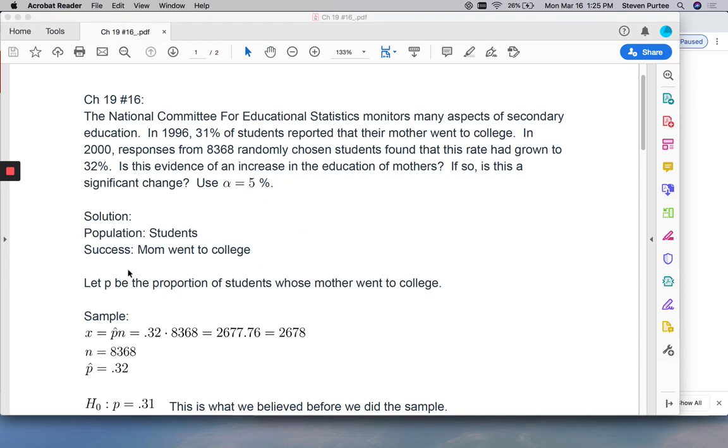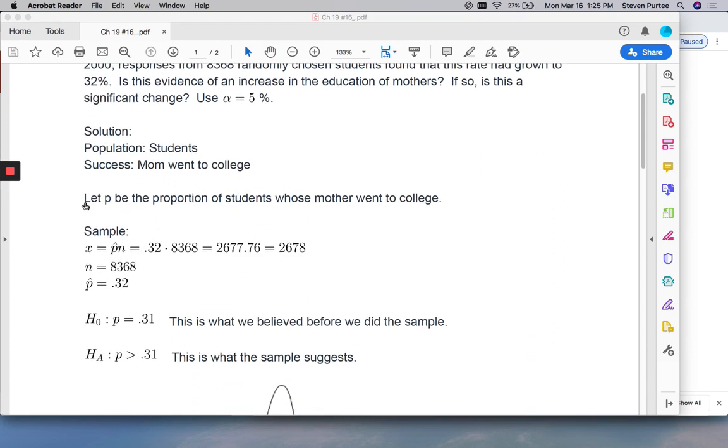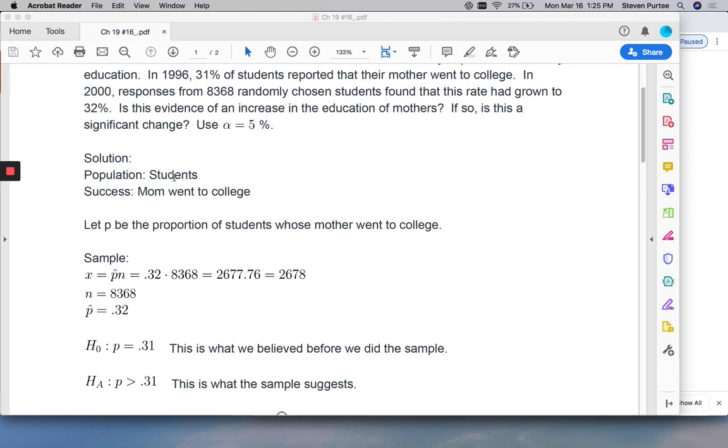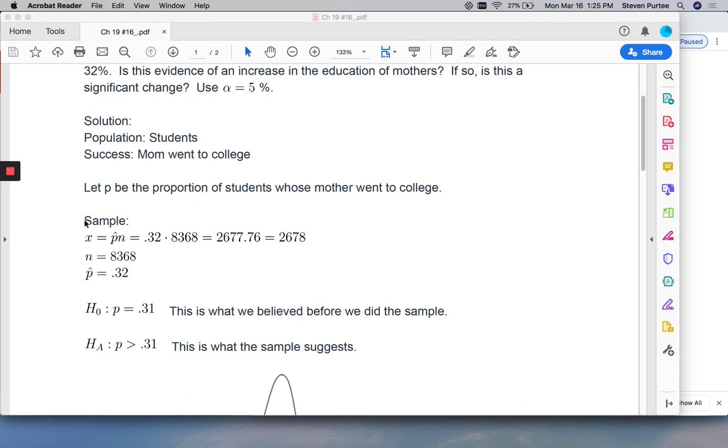That's our cutoff. First thing we have to do is define our variable. Let P be the proportion of the population that was successful. Here, population is students. Success is their mom went to college. We have our sample. Remember, X, N, and P hat will always give us 2 out of the 3. Here they give us a sample of 8368 and a sample success rate of 32%.